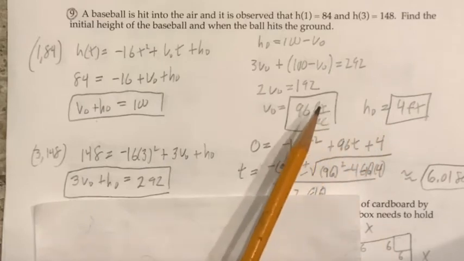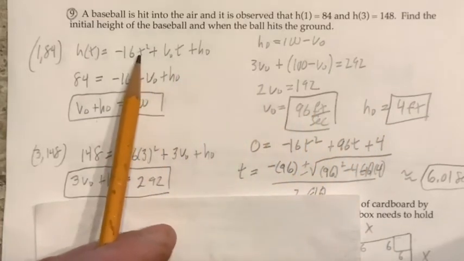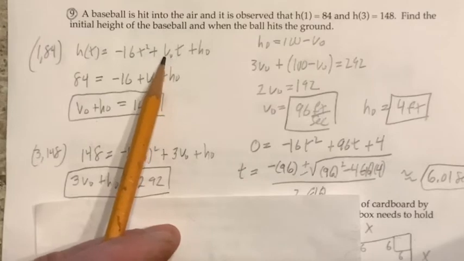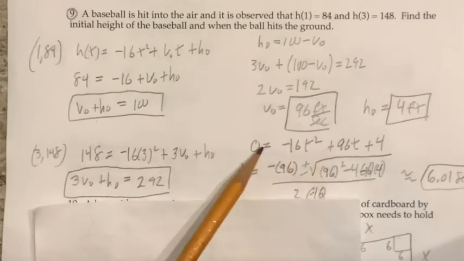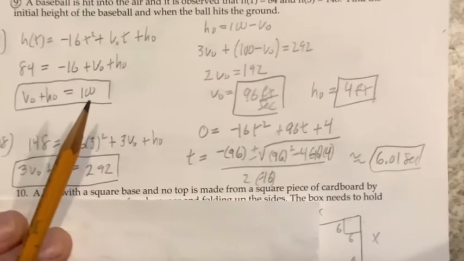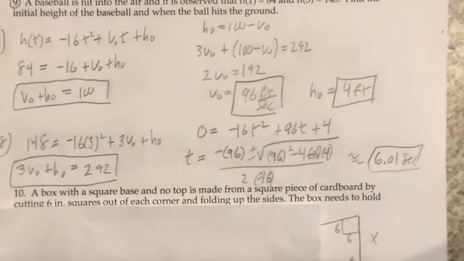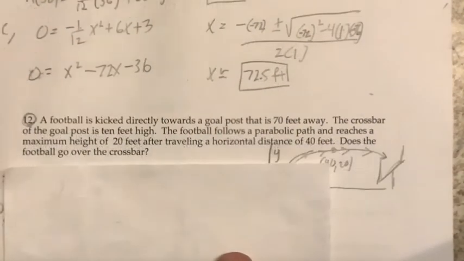Now that you know that, you can go back to the original equation. You see, I just found that v0 was 96 and h0 is 4. So now you can answer the last question, when does it hit the ground? You set it equal to 0, throw it in the quadratic formula. So those are kind of a little bit messy. The last type I think is easier.